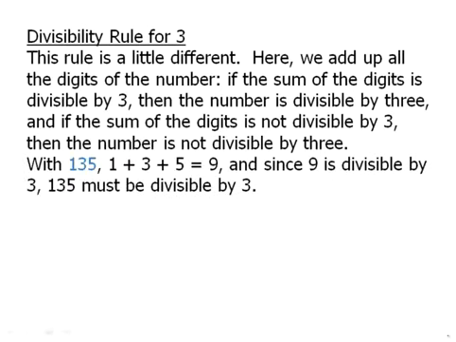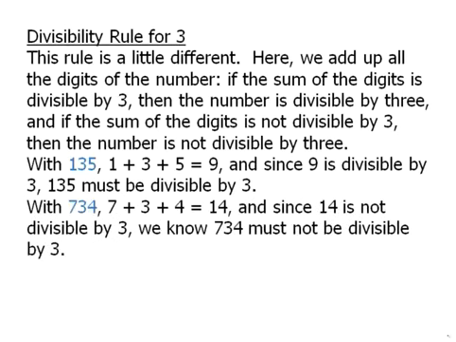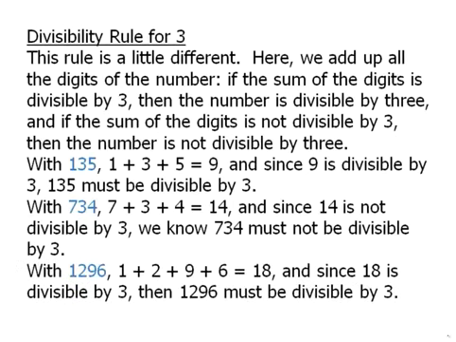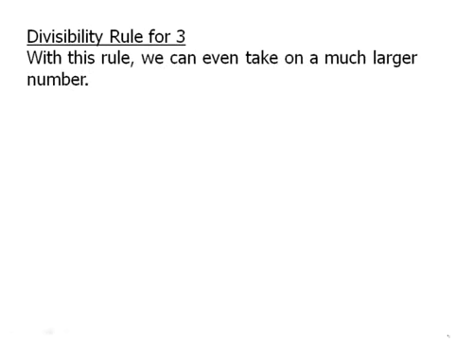So, for example, with 135, we add 1 plus 3 plus 5, that's 9. Since 9 is divisible by 3, 135 must be divisible by 3. With 734, we add 7 plus 3 plus 4, that equals 14. Since 14 is not divisible by 3, we know that 734 is not divisible by 3. 1296, we add 1 plus 2 plus 9 plus 6, that equals 18. And since 18 is divisible by 3, then 1296 must be divisible by 3. So it works the same way for large numbers.